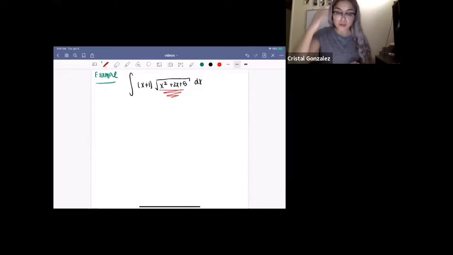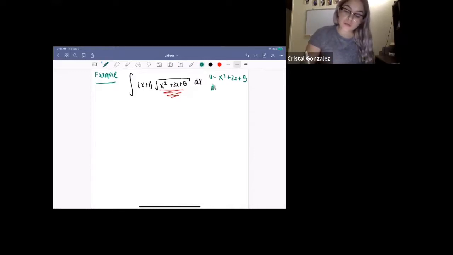Okay, so we're going to let u equal x squared plus 2x plus 5. This is what I'm going to let u equal. And the reason I'm going to let u equal that is because when I take the derivative of this, I'm going to get 2x plus 2 dx. Sorry. Got a little ahead of myself there.